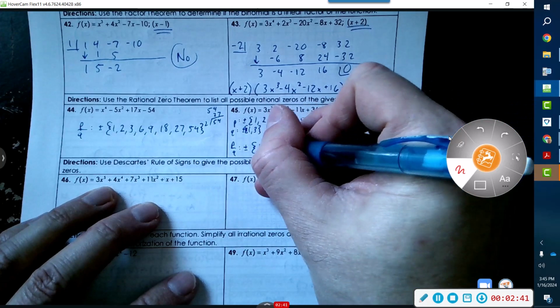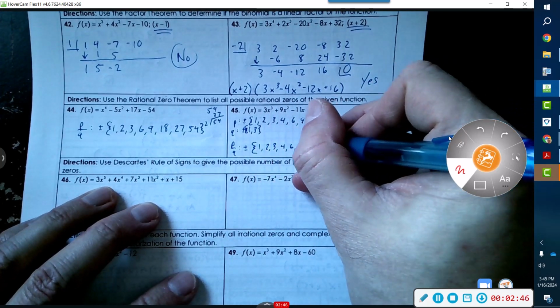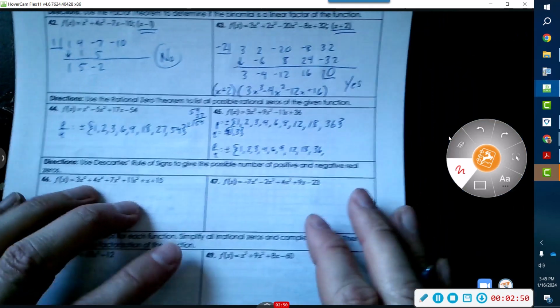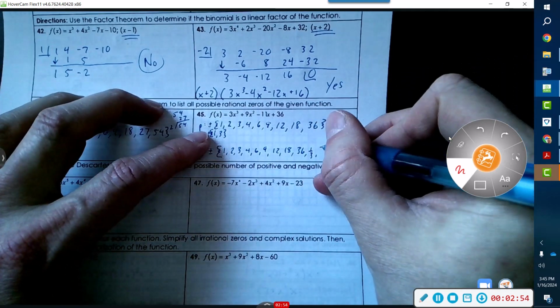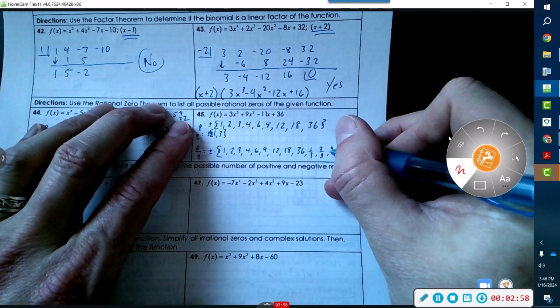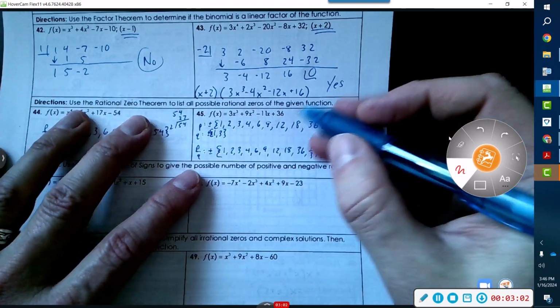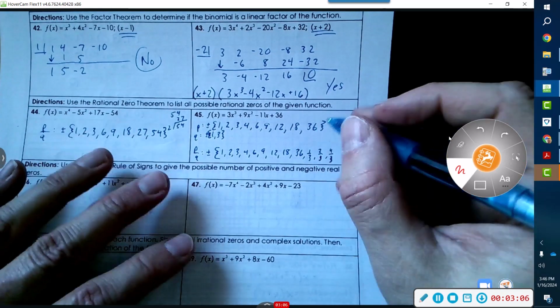Okay, so we got 1, 2, 3, 4. This is the answer. Okay, now let's put these over 3. 1 over 3, 2 over 3, 3 over 3 is 1, 4 over 3 is his own thing. 6 over 3 is 2, 9 over 3 is 3, 12 over 3 is 4, 18 over 3 is 6, and 36 over 3 is 12.